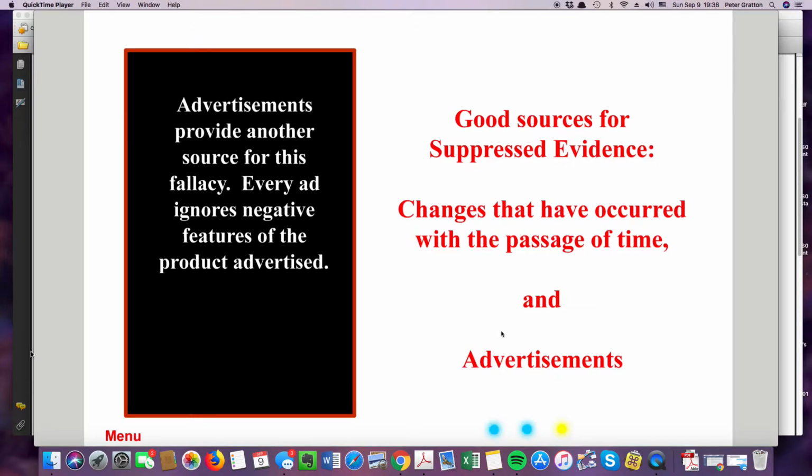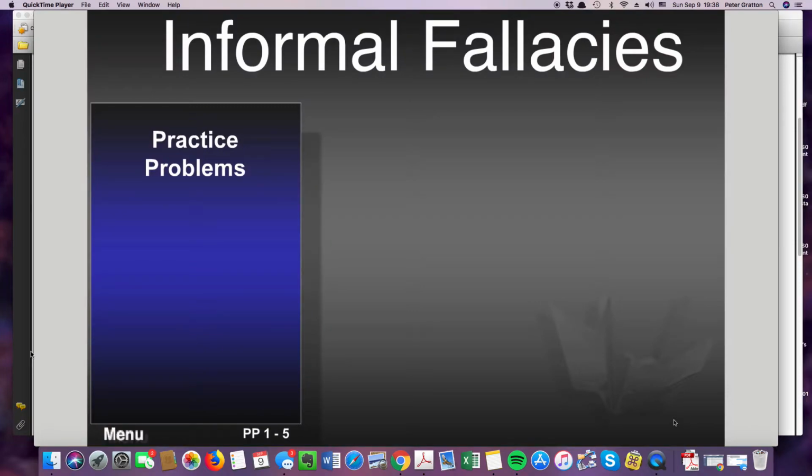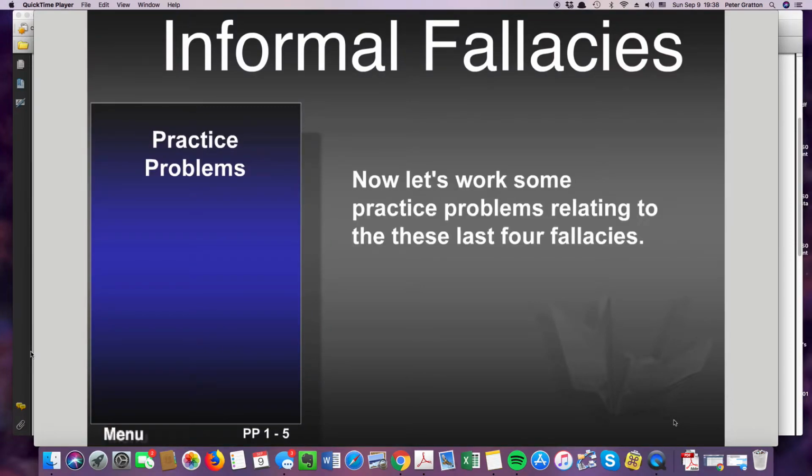Advertisements typically suppress evidence, right? Every ad ignores negative features of the product as advertised. So there's people smiling and so on in the ads, but they will not put in the problems that the product has. This happens with pharmaceuticals, where they race through all the things that are problematic about the medication at the end of the ad, too fast for anybody to possibly listen to and hear. So let's do some practice problems with those.